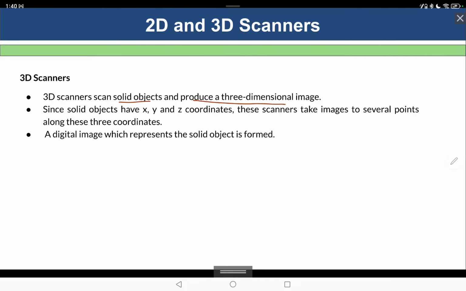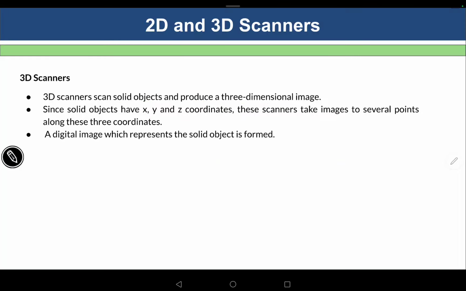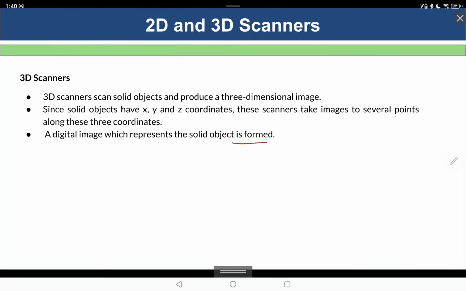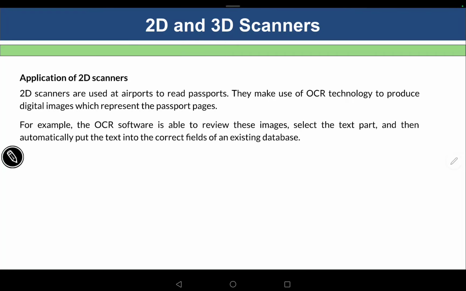Now, what do the X, Y, and Z coordinates mean? The X, Y, and Z coordinates refer to positions in three-dimensional space. For example, X refers to left to right, which is horizontal, while Y refers to top to bottom, and then Z refers to front to back, which is used to know the depth of the image. So a digital image which represents the solid object is then formed. That is how 3D scanners work.